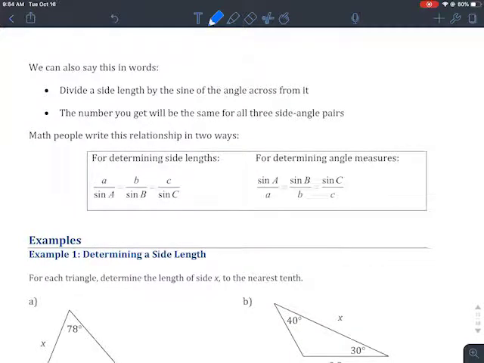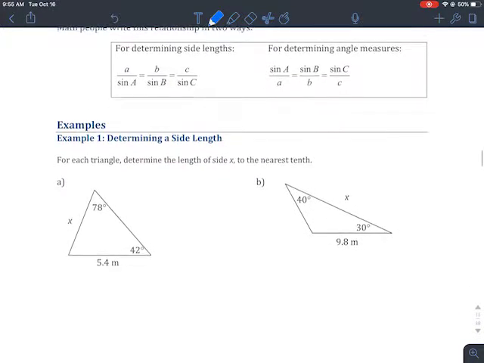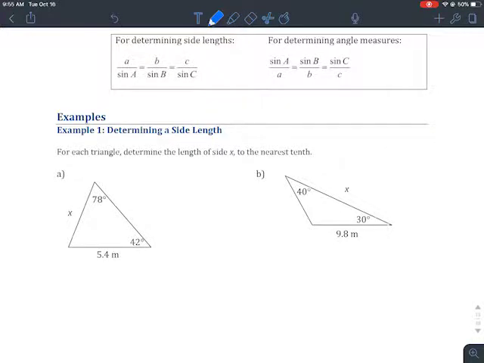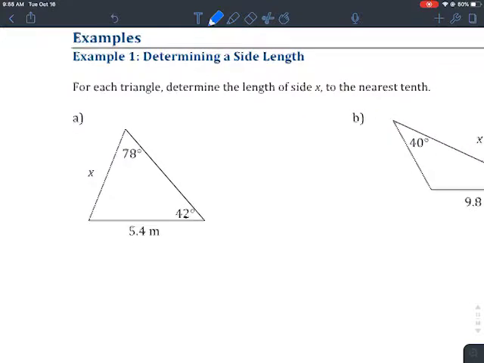Okay, so you're given it in words as well. Divide a side length by the sine of the angle across from it. Not the one beside it, the one across from it. The number you get will be the same for all three side angle pairs in that triangle. And you're given this relationship in two ways. Okay, you have all the side lengths on the top and the sines of their opposite angles on the bottom, or vice versa. Now we're going to use these ratios in the following examples because it is a lot easier to see how they work when we actually have an example to put them to.